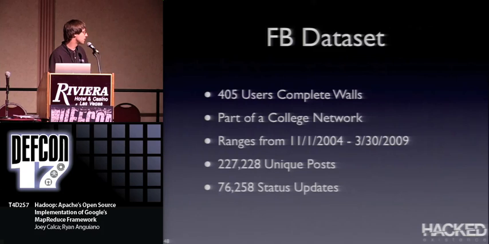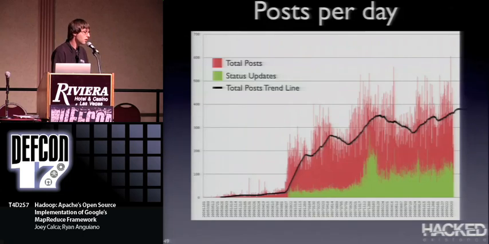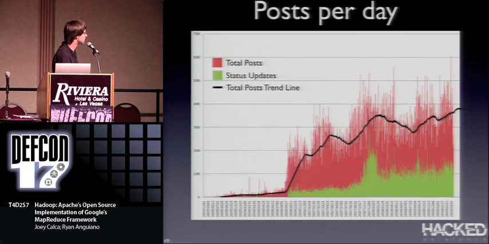You have 227,000 unique posts in that data set. About 76,000 of those posts were status updates. Here's a really cool graph. So this right here is November of 2004. That's March of 2009. And this is the number of posts per day. The red is just total posts. The green is the amount of status updates overlaid over that.